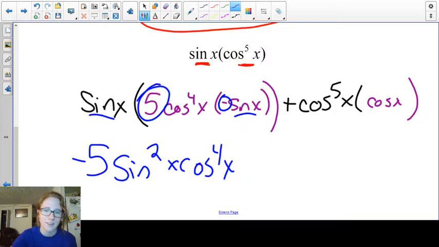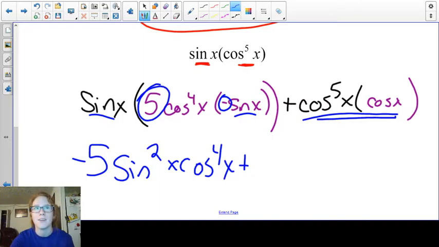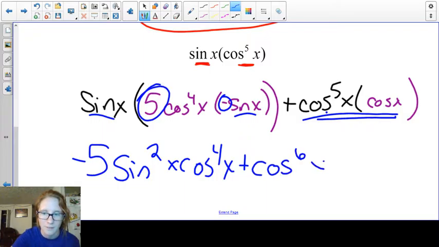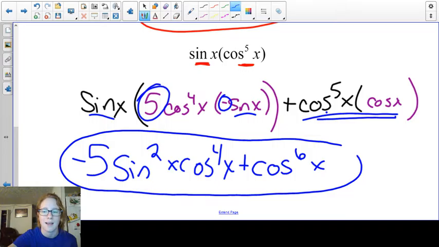Then let's take a look at multiplying this stuff over here. Well, I don't have any coefficients, so nothing to get multiplied, but I have 5 cosines multiplied by 1 more, which means I have cosine to the 6th. And since I don't have any like terms, I can't add or subtract anything, so that's just my answer.